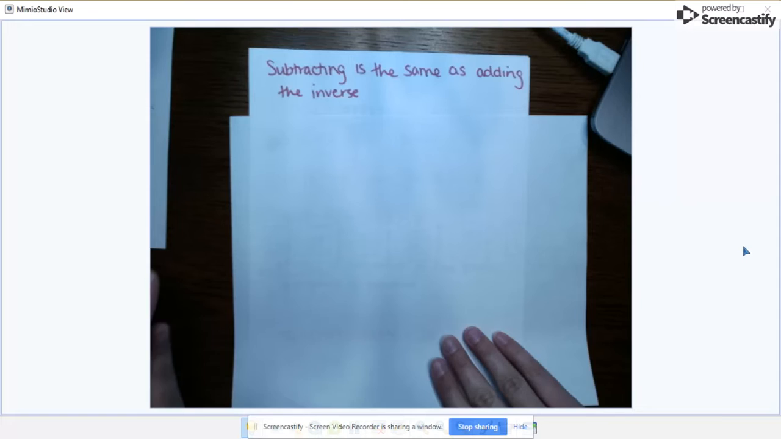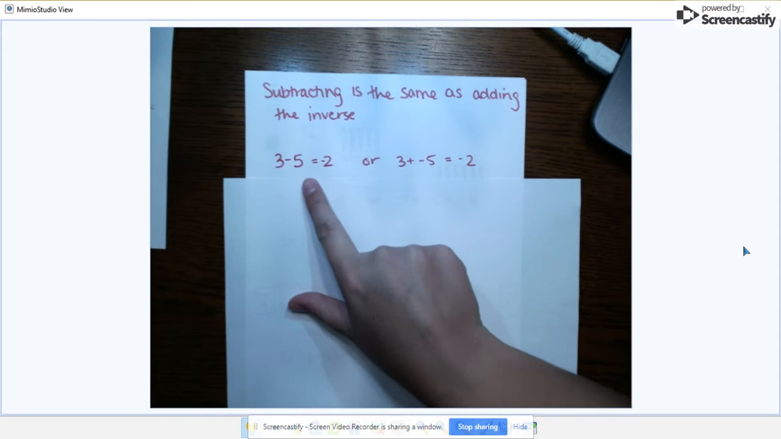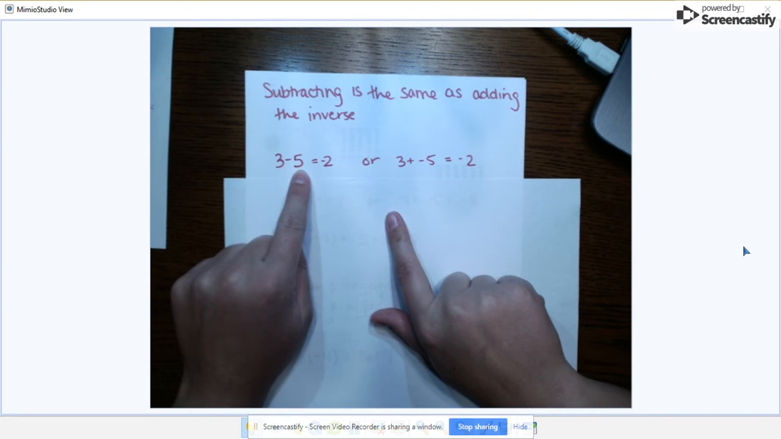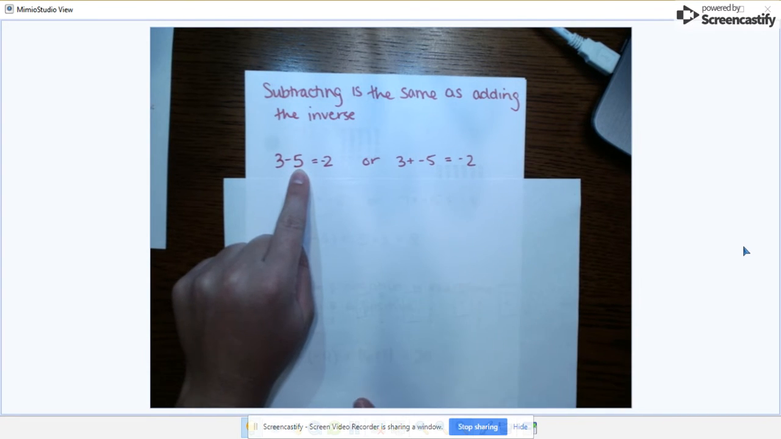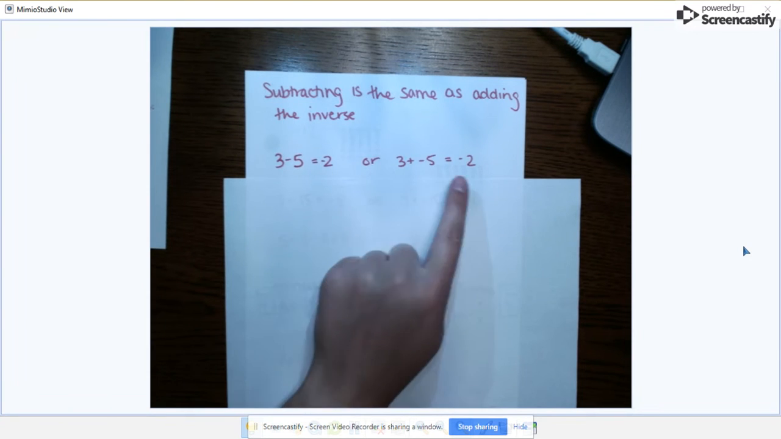Okay, when we subtract, it's the same as adding the opposite or adding the inverse. So 3 minus 5 is the same as 3 plus negative 5. Okay, so here it's a subtraction problem. We're subtracting positive 5. Here we're adding the inverse or the opposite, so adding a negative 5. You get the same solution.